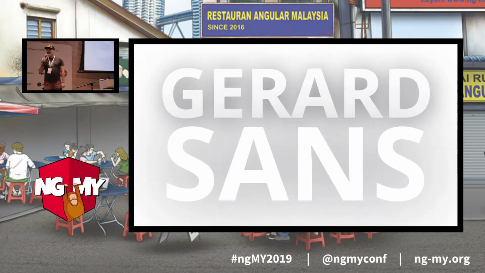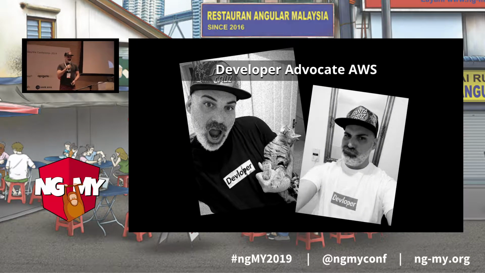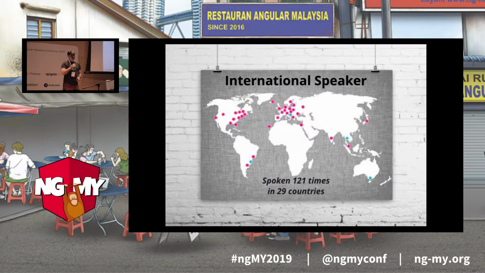So this is probably the most important slide. If you have to leave this session with some knowledge, this is my name. I'm Gerard Sanz. As she was saying, introducing me, I'm a developer advocate at AWS. Just joined recently. And you can see that I'm very busy with my cat and taking selfies. I've been talking for a while now, and this is the 121 talks. Yes. And because I'm in Malaysia, this counts as a new country for me. So this is now 29 countries. Thank you.